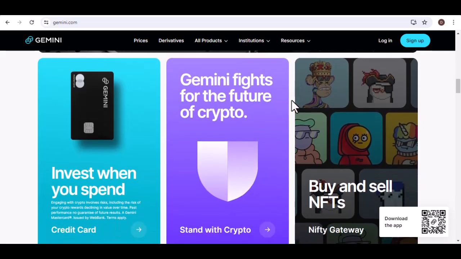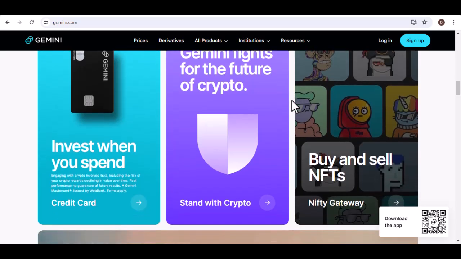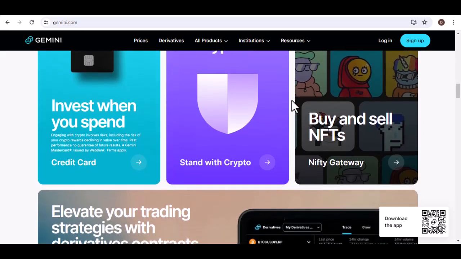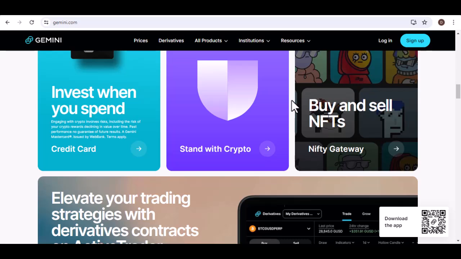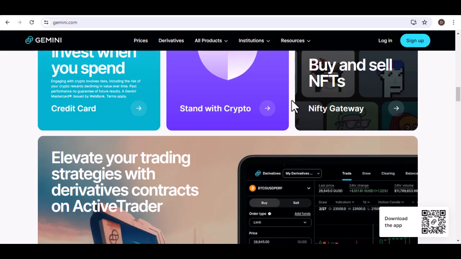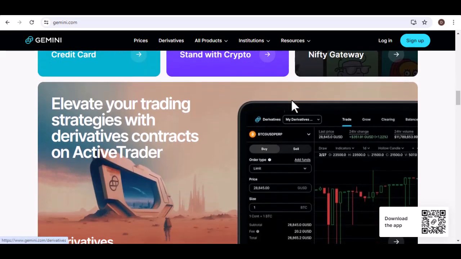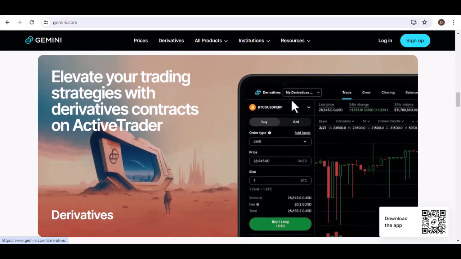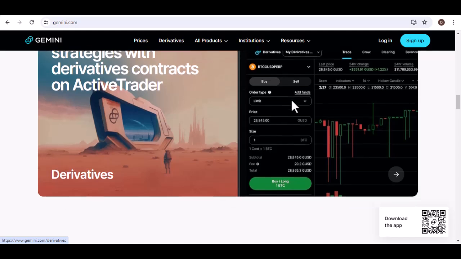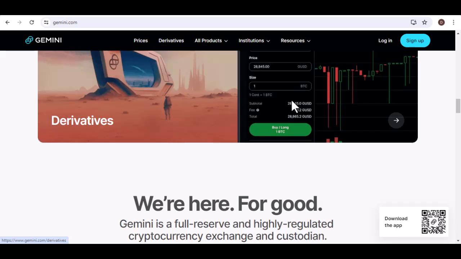Factors affecting the exchange rate. While the exchange rate between GUSD and USDT is generally stable due to their nature as stablecoins pegged to the US dollar, several factors can influence it. Market demand. If there's a sudden increase in demand for USDT, its price relative to GUSD might rise. Market sentiment. Overall market sentiment can affect the price of both GUSD and USDT. A bullish market might lead to higher prices for both.